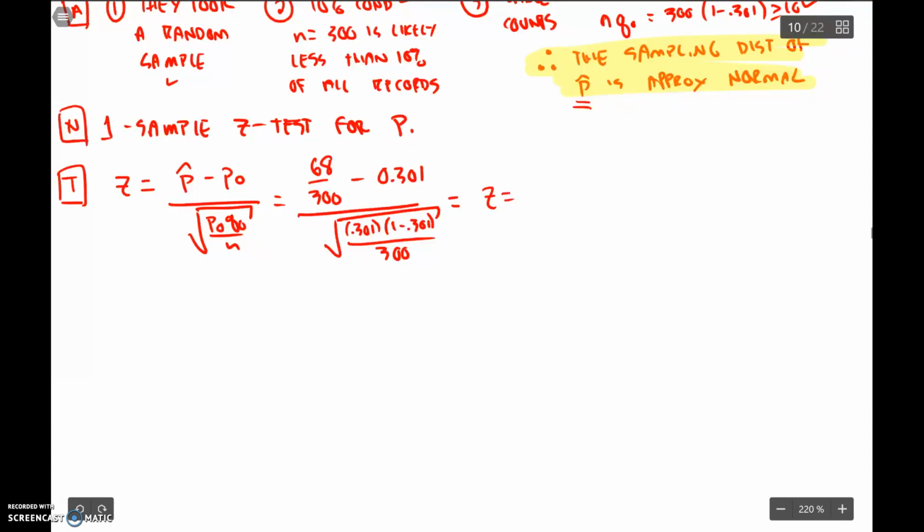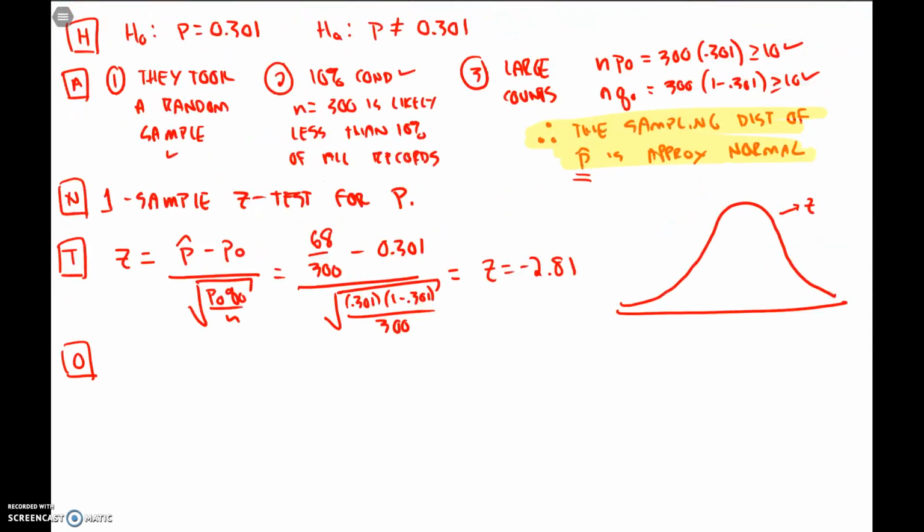So Z equals negative 2.81. Okay. Now we need to obtain the p-value. To obtain the p-value, we have a normal sampling distribution. This is the standard normal Z-curve. And my test statistic is going to be negative 2.81. It's going to be like right there.